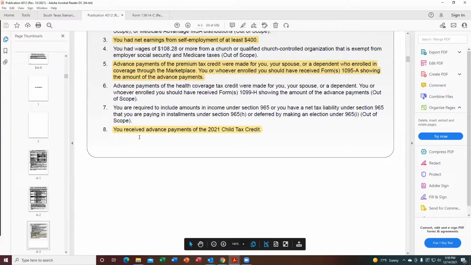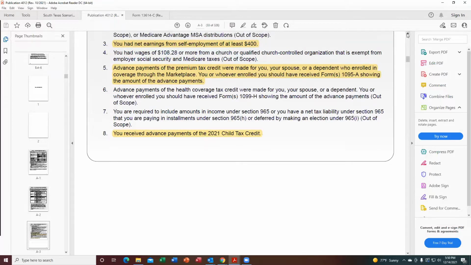So if someone has received advanced payments for the 2021 child tax credit, now they must file a tax return. That automatically puts them in that category. So that is a significant change for this area. That's why I need to cover the chart, in particular this chart here.